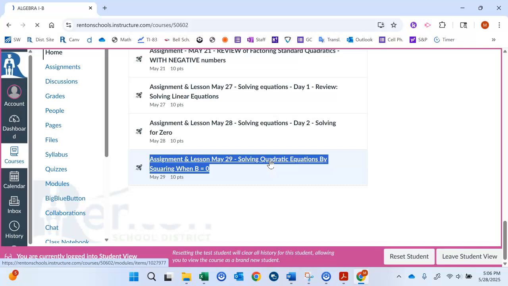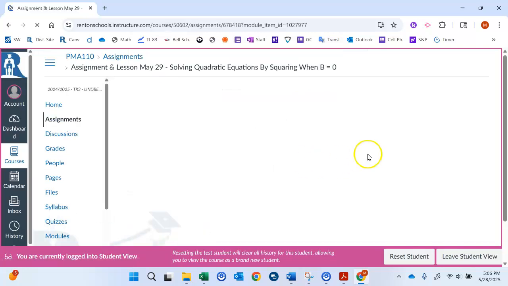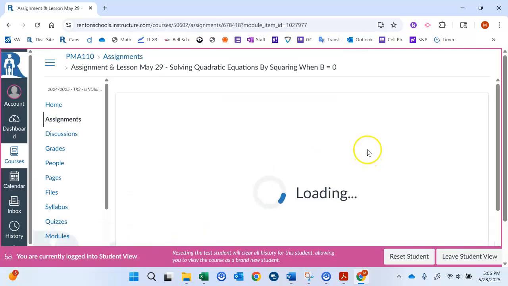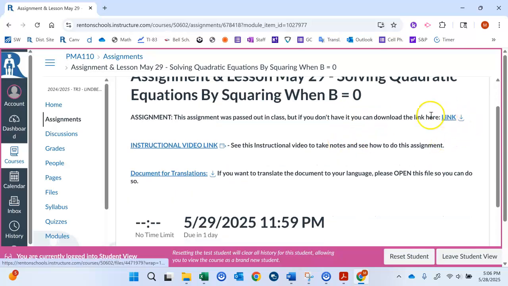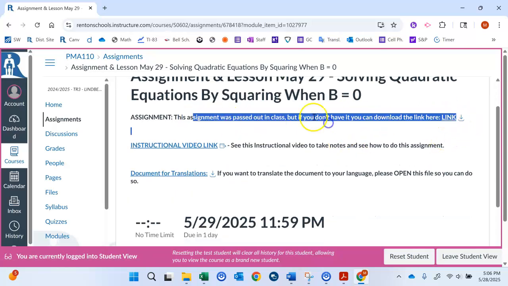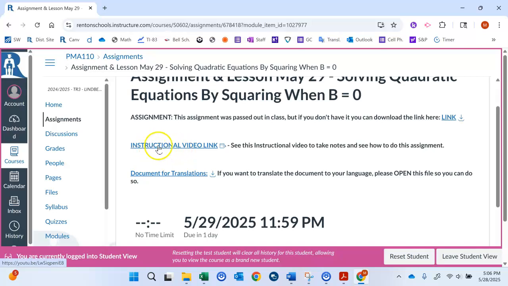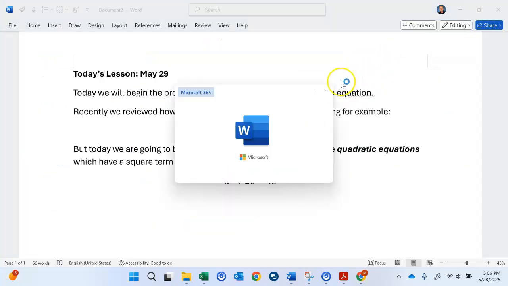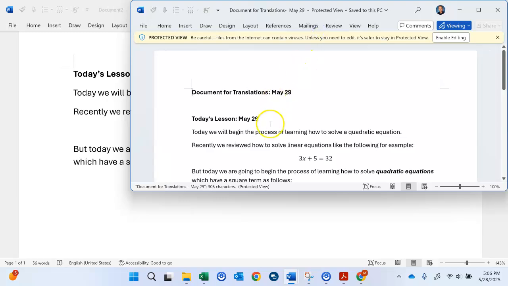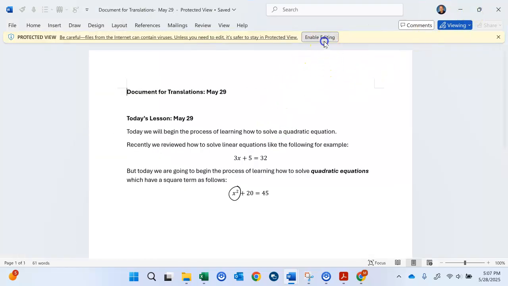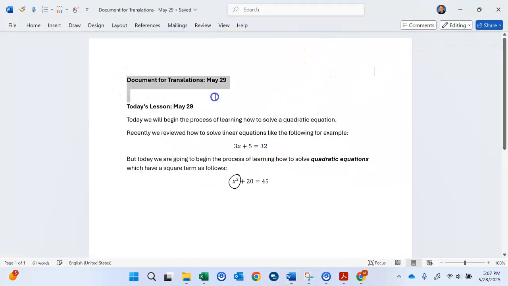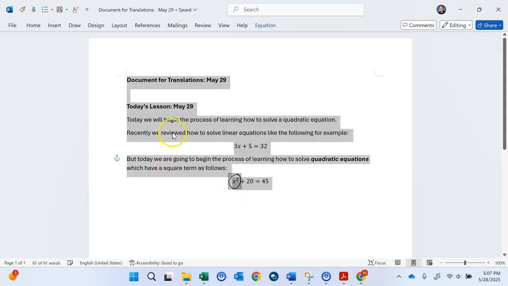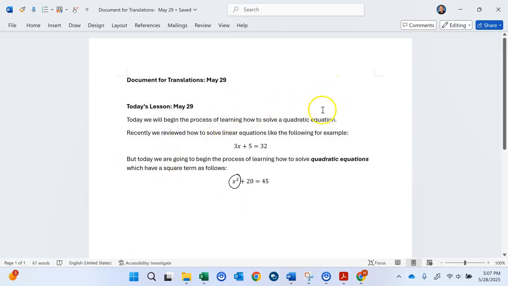So when you open this, you will see here's the assignment, which you already have. But if you don't, you can just download it, the video you're watching here. But please make sure you download this because I want you to see something on this document that's very important. So please make sure that you translate this. It tells you what we're doing, and make sure to translate it in your language.